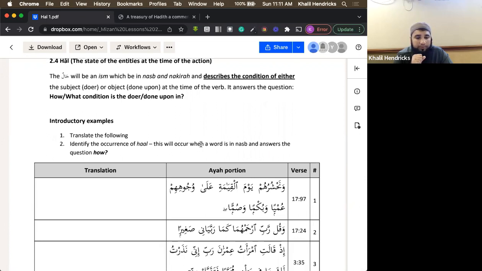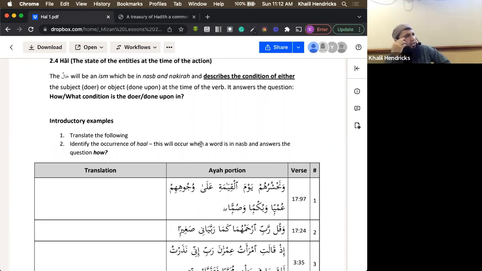I'm going to say at the time of the verb, but that's if it comes in relation to a verb, because you can also have hal for mubtada and hal for khabar. But let's just go with the normal one. It describes the condition of either the subject or the object at the time of the verb. So the fa'il or the maf'ul at the time of the action.